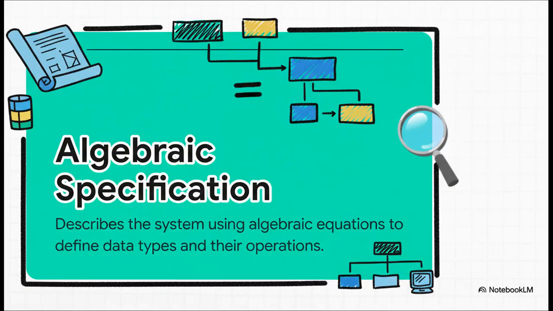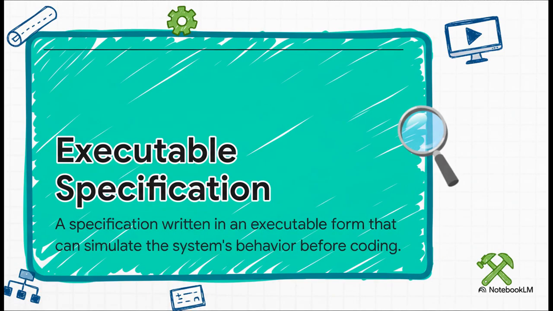Another way to do this is with algebraic specification. This basically uses math equations to define how different parts of a system interact. It's kind of like defining the laws of physics for your own little software universe. It's a way to prove, mathematically, that the core pieces of your system will always behave exactly as they're supposed to. But check this out.